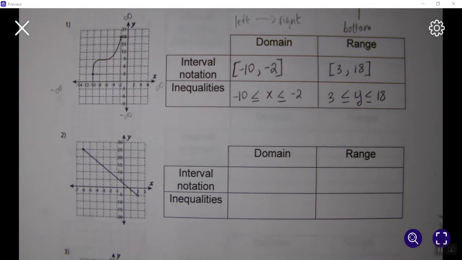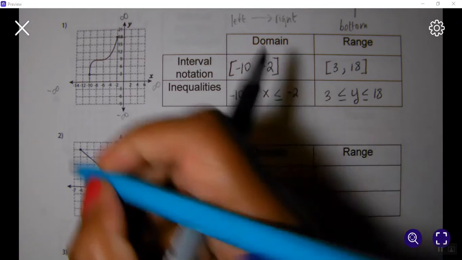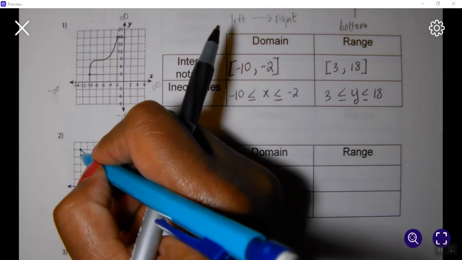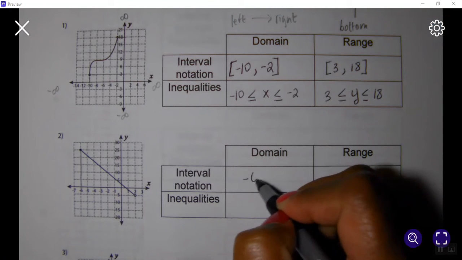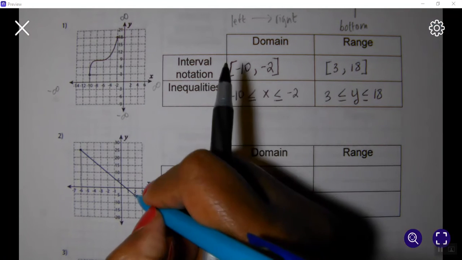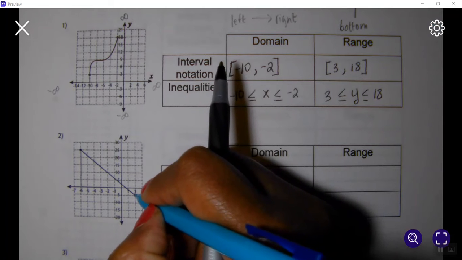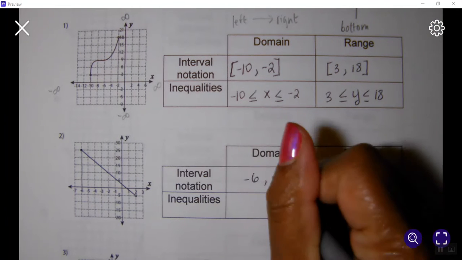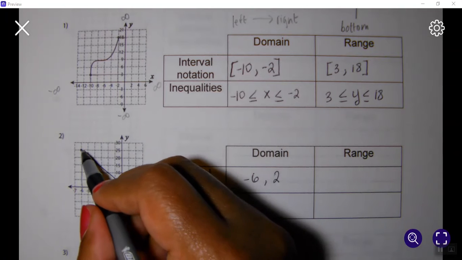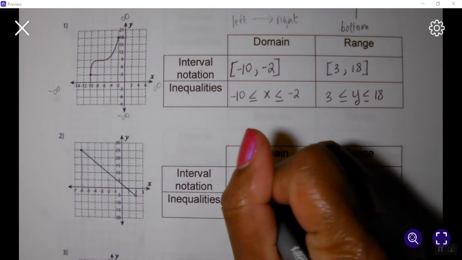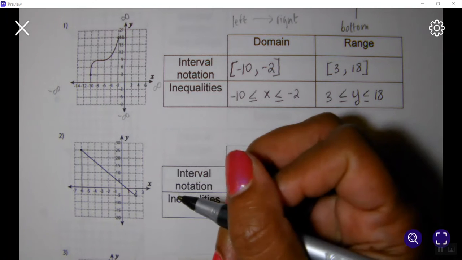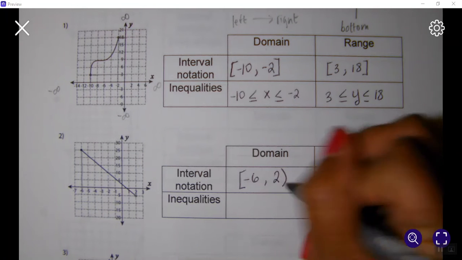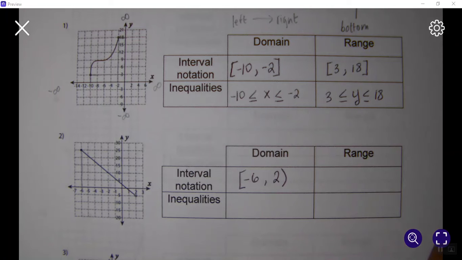Okay, so the next problem, let's look at the domain. So always start from the left. So it's starting at -6, comma, and then it's going to +2. Now at -6, it's a closed circle, so we put a closed bracket. At 2, you see there's an open circle, which means we put an open bracket.